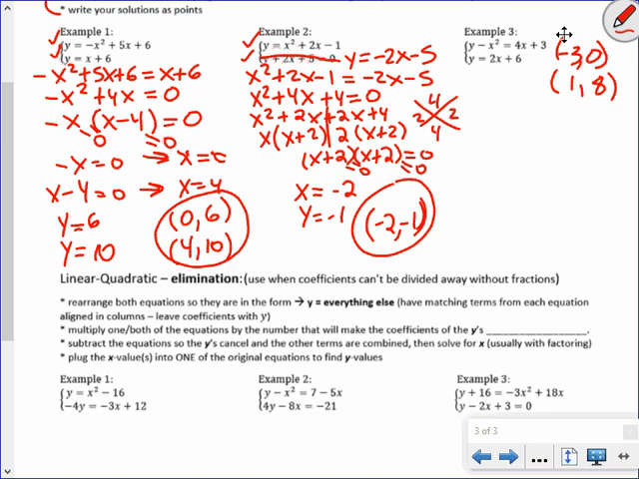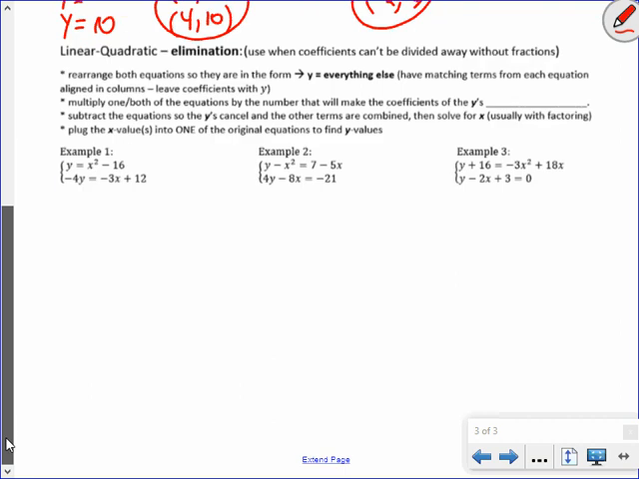Again, that was just another one. You set them equal to each other after you rearrange this first one. You add the x squared over, set them equal to each other, move everything to one side, factor, etc., etc. So hopefully you got those two solutions. If you need help with that once you finish, I can go over that problem with you. But for now, we're going to move on to the elimination method.